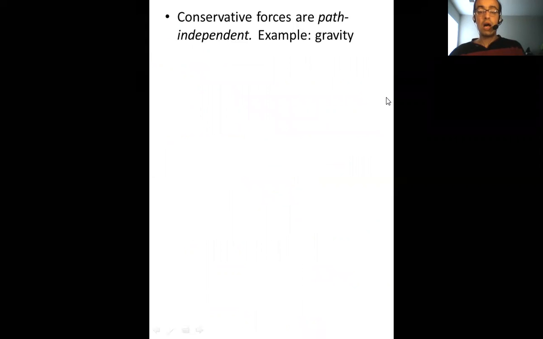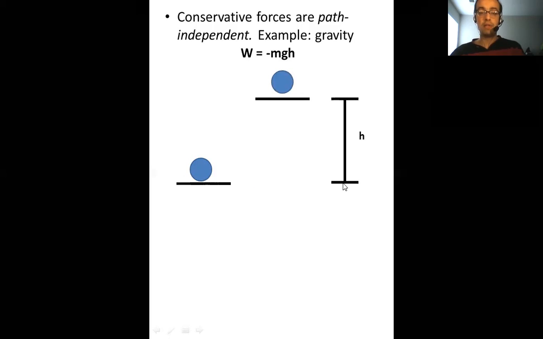Conservative forces also have another property which is known as path independence. So let's take an example of gravity. We know that work done by gravity is negative mgh, and let's say that we have a ball here on some sort of flat surface, and we have a ledge, which we are calling h in this particular case. The amount of work that gravity does on this ball does not depend on the path that the ball takes from this lower ledge to this upper ledge.